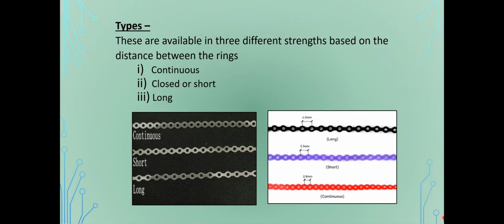Types. These are available in three different strengths based on the distance between the rings: continuous, closed or short, and long. Let's look into the placement of each chain.